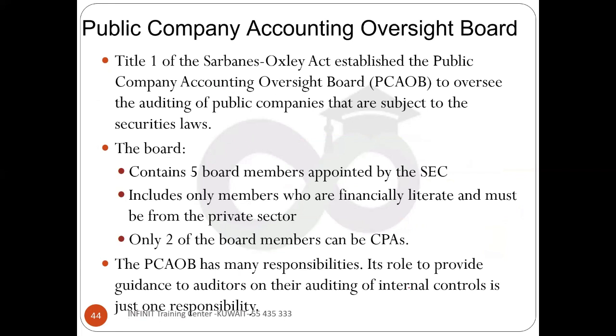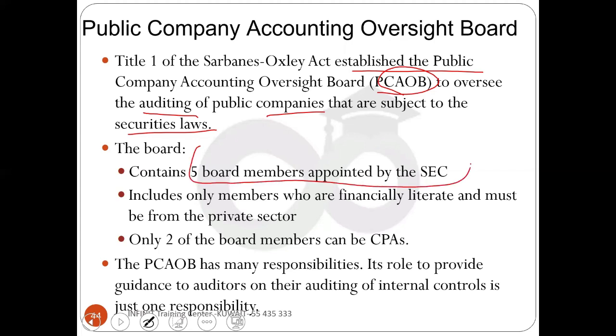Title 1 of the Sarbanes-Oxley Act established the Public Company Accounting Oversight Board to oversee the auditing of public companies that are subject to securities laws. So this is the Public Company Accounting Oversight Board, or PCAOB. What is their purpose? The purpose of forming this body is to oversee the auditing companies. This board will normally have 5 board members appointed by the SEC, including only members who are financially literate and must be from the private sector.